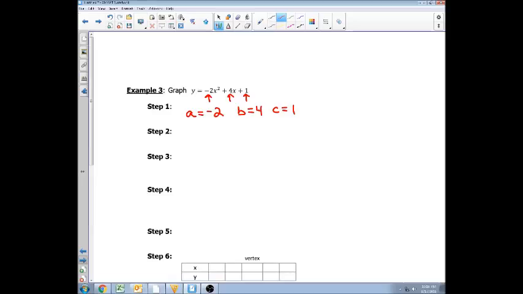The next step was to say whether the graph would open up or down. That comes from my A value. Is it positive or negative? In this case, it is negative, so my graph will open down. Step 3 was to find my axis of symmetry. Axis of symmetry is x equals the opposite of B, which is positive 4, so I can just write -4 there, over 2 times A, which is -2. This would be -4. 2 times -2 is also -4. So my axis of symmetry is x equals 1.